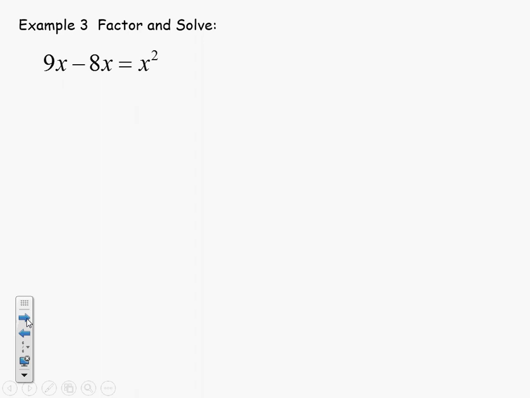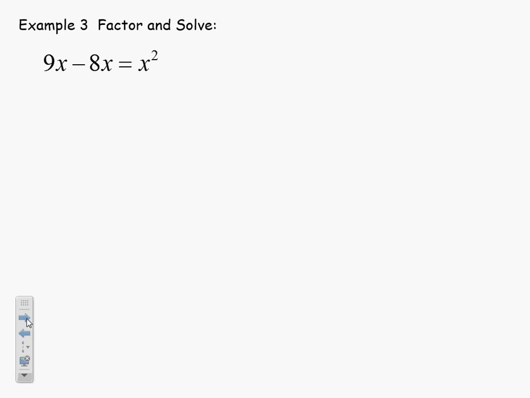Let's take a look at a third example. This one looks a little different because we don't have that equals 0 thing happening. And we don't have everybody together on one side. So that's a little strange. So let's go ahead and think about how we would bring them together here on one side and try to figure out what my solution is going to be.